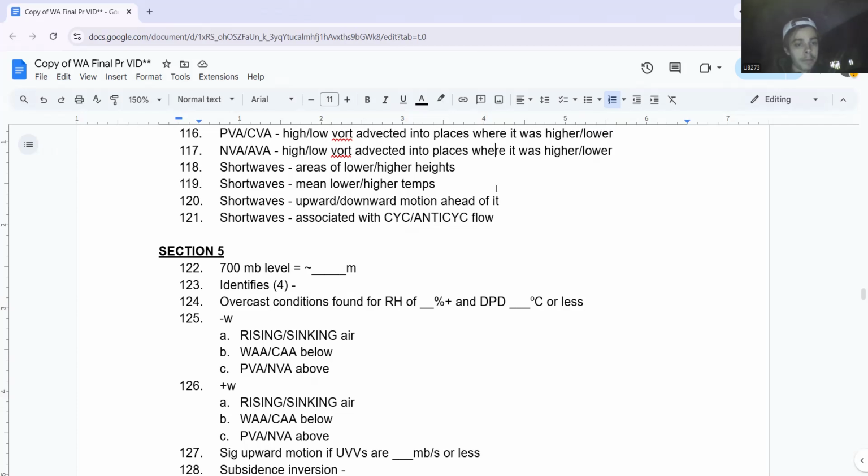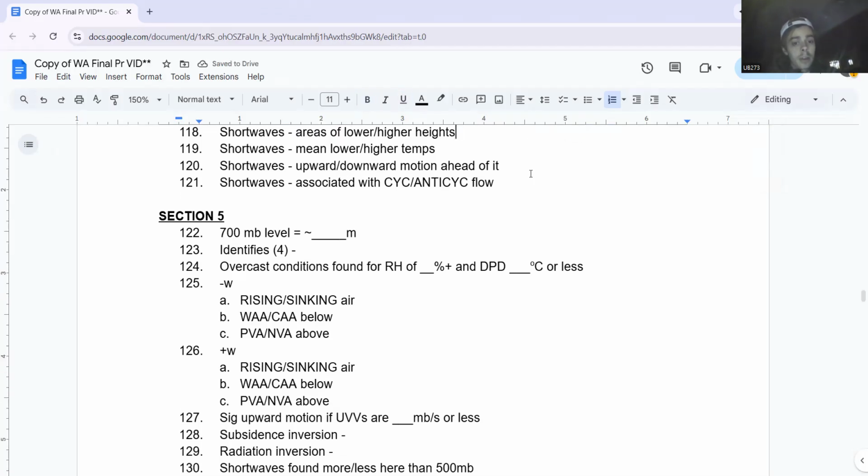Keep going, keep going. Positive vorticity advection is also considered cyclonic vorticity advection. Remember, positive and cyclonic go hand in hand. Will that be high or low vorticity advected into places where it was high or low? This means it is high vorticity advected into where it used to be low. The opposite is true for low vorticity advected where it used to be high.